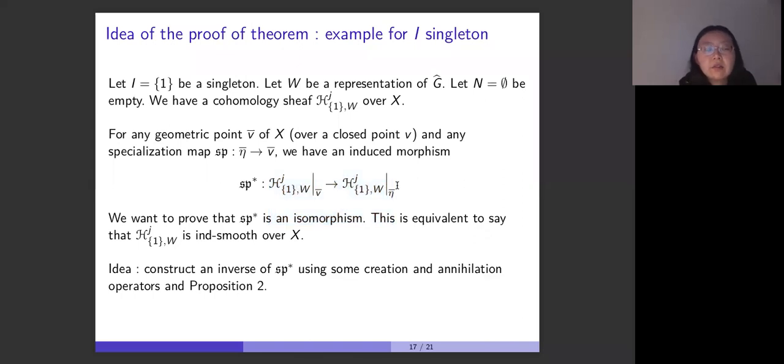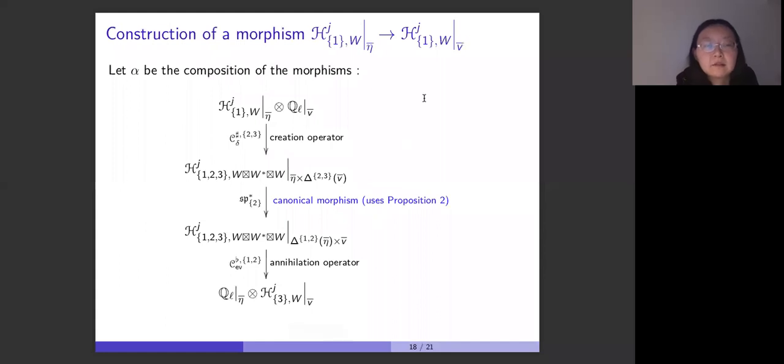So what we do is that we will construct a map from the other side, from the cohomology stalk at eta bar to the cohomology stalk at V bar, and show that it is the inverse of this map. And to construct the inverse map, we use creation and annihilation operators of Weil and the propositions we proved before. So here is a way to construct an inverse map.